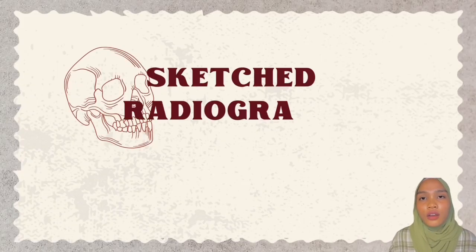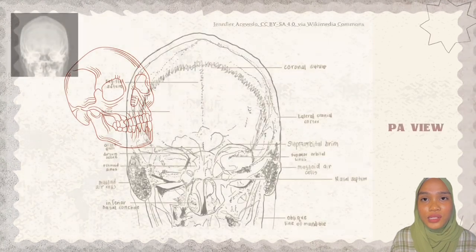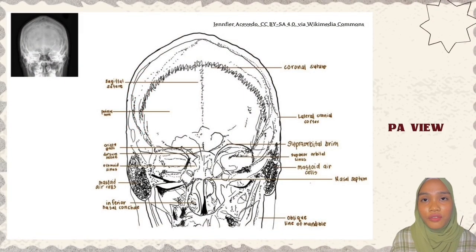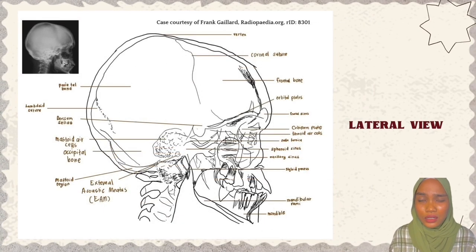Next, for the last part of this presentation, I will show the sketch radiograph of the basic projection of the skull, which is the PA 0 degrees skull and lateral projection of the skull. As we can see, in the sketch, there are the sagittal suture, coronal suture, parietal bones, lateral cranial cortex, crista galli, dorsum sellae, ethmoid sinus, mastoid air cells, inferior nasal concha, supraorbital brim, nasal septum, and the oblique line of mandible.